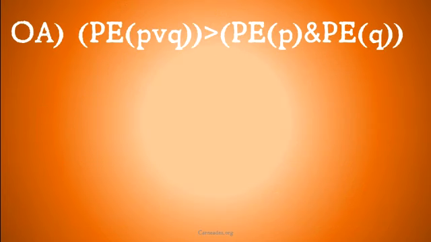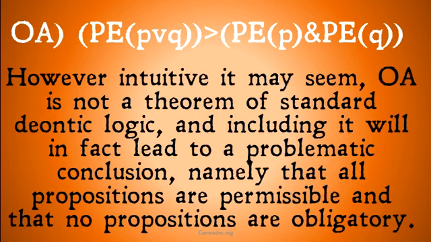So we might want to formulate this in terms of some theorem or axiom that it's permissible that P or Q implies that it's permissible that P and it's permissible that Q. We're going to call that OA. And yet, however intuitive this may seem, OA is not going to be a theorem of standard Deontic logic. We can't prove it using the axioms we have. And in fact, including it as an axiom itself will lead to a very problematic conclusion for standard Deontic logic, namely that all propositions are going to be permissible and that no propositions are obligatory.